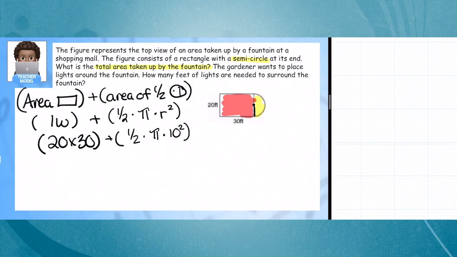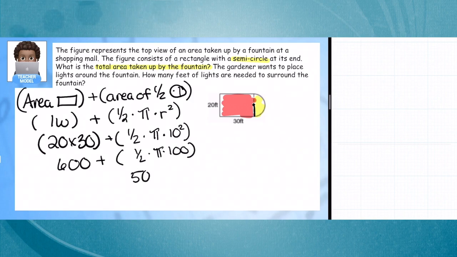Let's start simplifying. The first one is 600 plus, I'm going to rearrange this part so you can see it using order of operations. Here's 100 times pi times a half. So that is 50 times pi plus 600. And I want you to think about the usefulness of this number. If I told you, hey, the area of this fountain is 600 plus 50 pi, I can't simplify it anymore. This is one term. I can't add this and this part together.